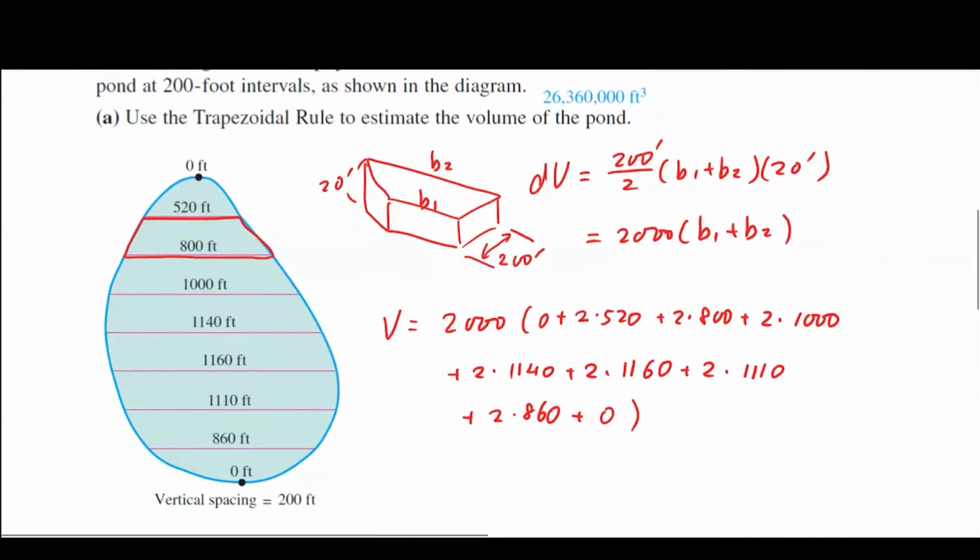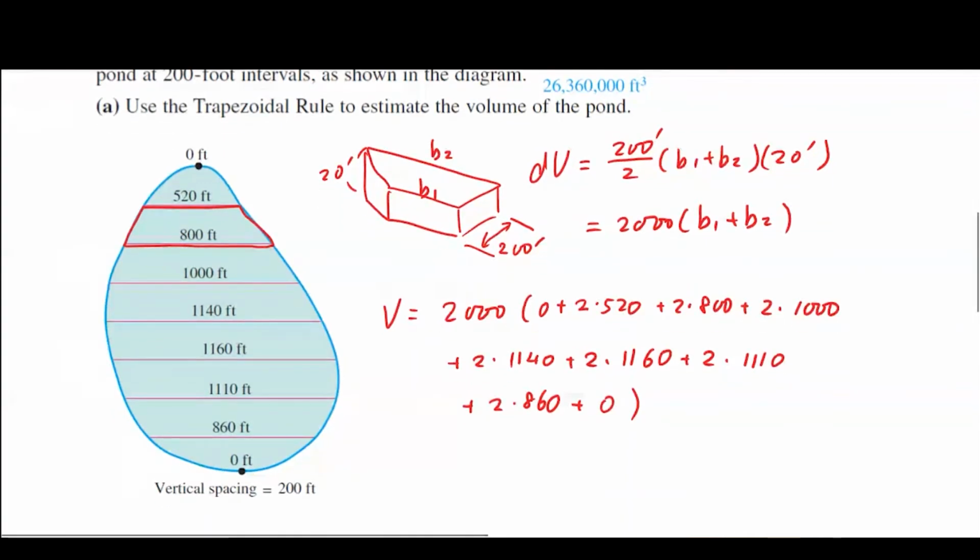Good. Somebody punch the calculator and tell me what this is. I'm going to change this to approximately equal to while I am at it, because this is still a trapezoid approximation. Ethan. 26,360,000 cubic feet. 26 million, and then 360,000. Wow, that's a lot of water, but it's a pond, so it's supposed to hold a lot of water.